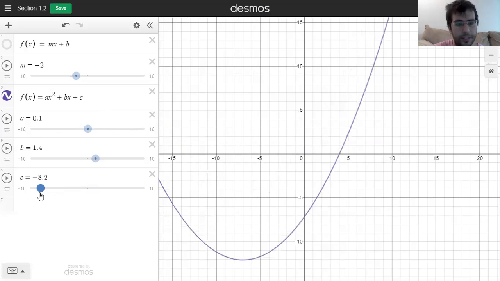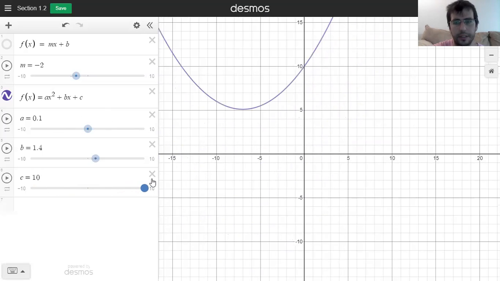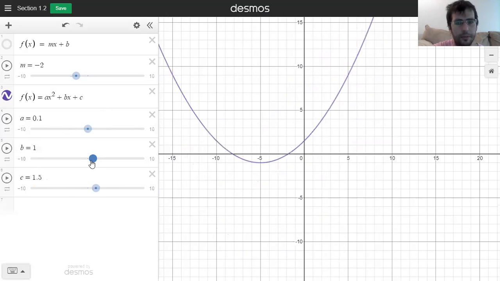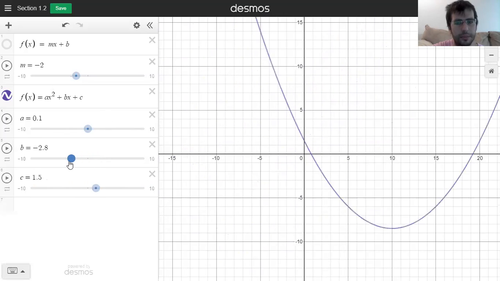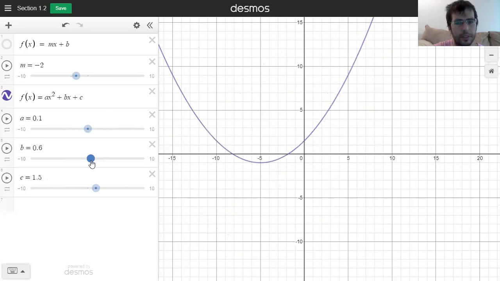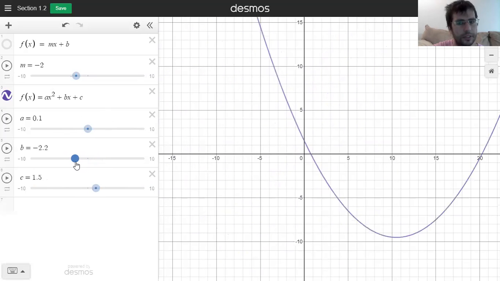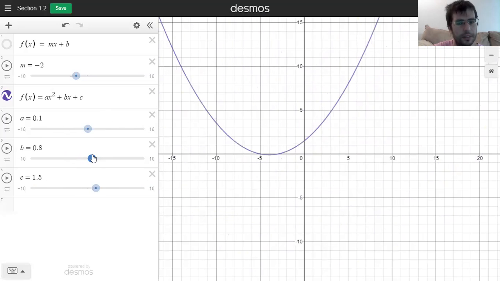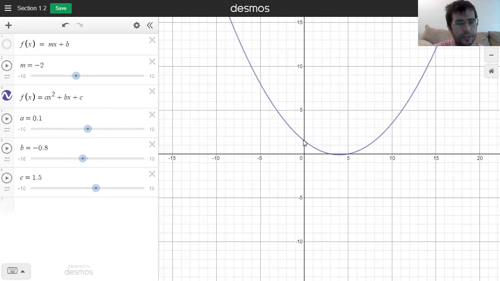C is still the y-intercept, so changing it doesn't change the shape, it just moves it up and down. And B, it's more confusing what it does, because it also doesn't change the shape, but it moves the parabola in a way that doesn't change the y-intercept. No, you give it a try.